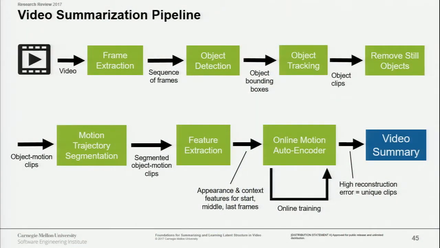Here's sort of a visual overview of the pipeline. Again, first you need to extract frames, do object detection, and track the objects through the frames. If you have a still camera, one of the things you can do is remove still objects. Motion trajectory segmentation, a good way of thinking about that is if you're tracking a car and it's moving straight and then suddenly it turns, you could separate those into two different segments. Then the feature extraction from the clips, and finally the online motion autoencoder portion, which yields the video summary.